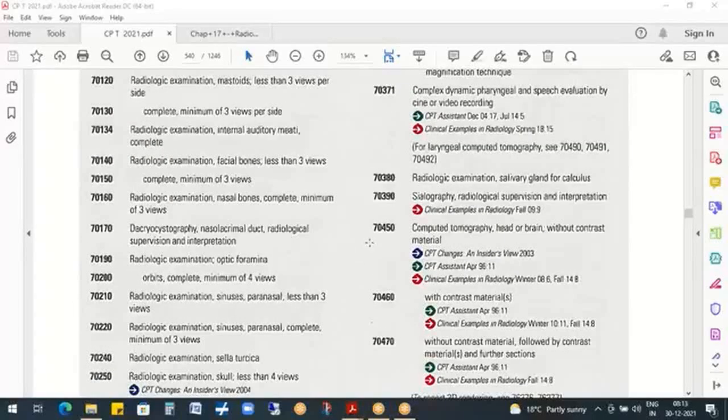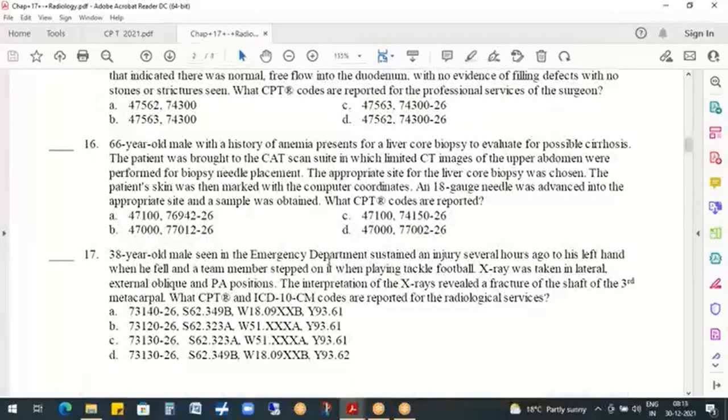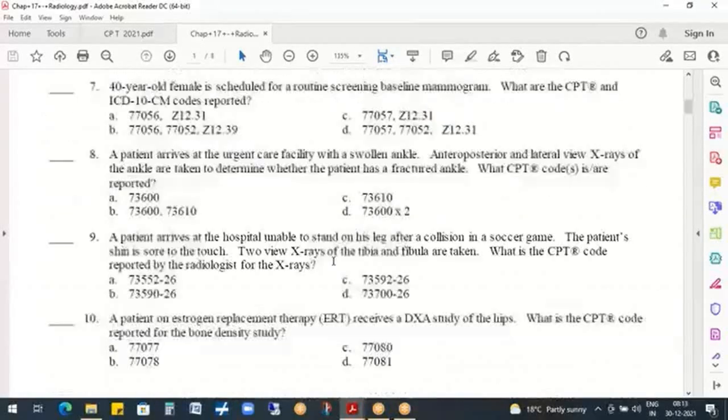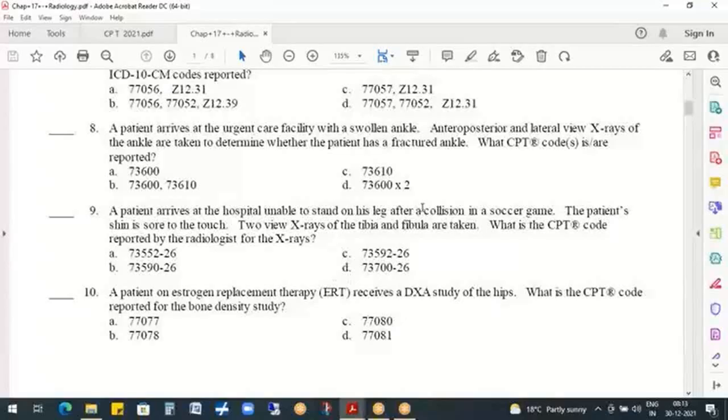If you see the code description 70450, what is the technique? CT. What is the body part? Head. Then you need to look for without contrast or with contrast. Now try to do one. Question number 8 and 9. Try to text me the answers so that I can understand you are on the correct track or not.